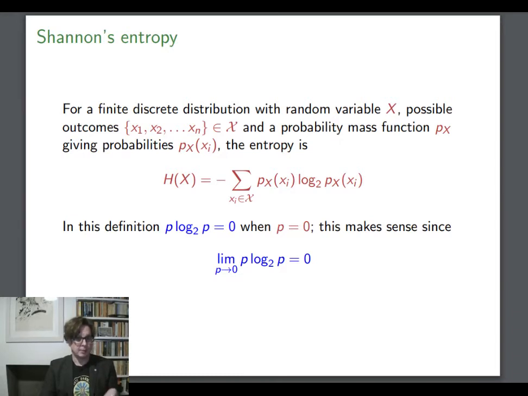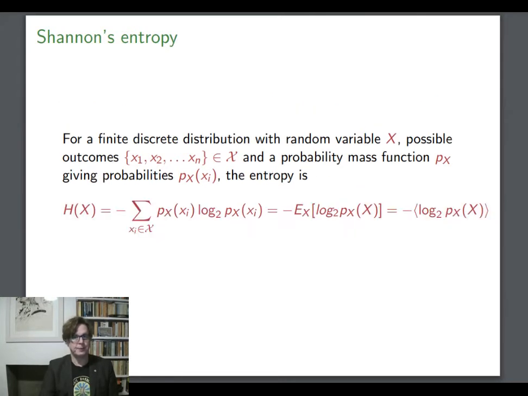It looks like there might be a problem with p log to the base 2 of p not being defined if p is equal to 0. But for the purpose of this definition, p log to the base 2 of p is taken to be equal to 0. And that makes complete sense because using L'Hopital's rule, you can see that the limit as p goes to 0 of p log to the base 2 of p is 0.